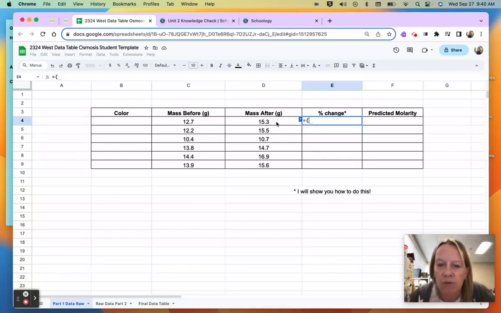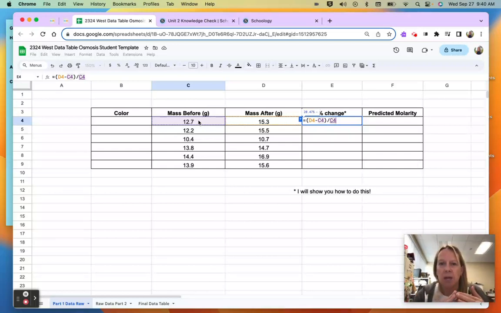So we're going to start with our final, which is this. Now you could type in cell D4 or you could click on it. I'm going to click on it. Then we're going to subtract our initial. And then we're going to divide by our initial again. And that's important when it comes to FRQs because a lot of times they will ask you to talk about the change in a data piece. And you want to always start with where you were at the beginning and then talk about the change as compared to the beginning number.